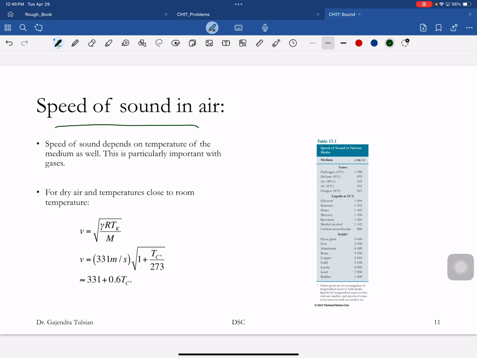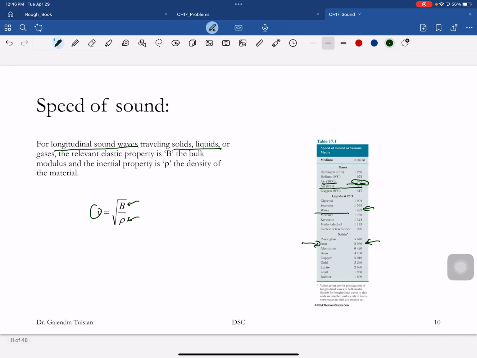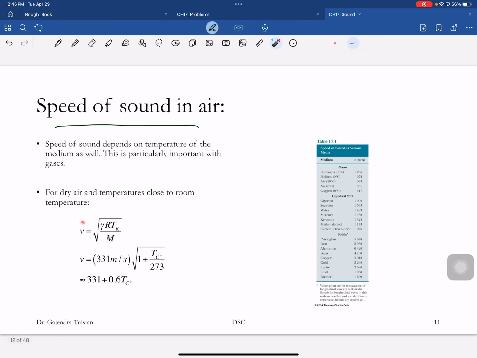All right, so we will be interested, you can see that from here. This is the speed of sound in air. At 20 degrees Celsius, it's 343 meters per second. At 0 degrees Celsius, it's 331 meters per second. That's about a 3% increase. So the speed of sound changes with temperature, and this formula gives you the change in speed of sound in air with temperature.